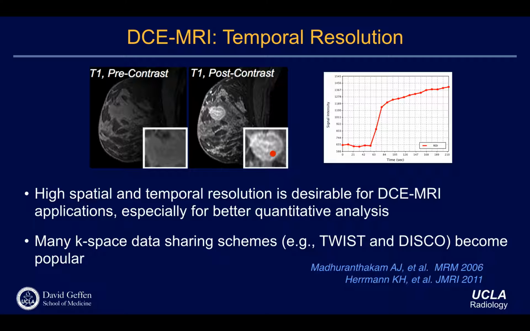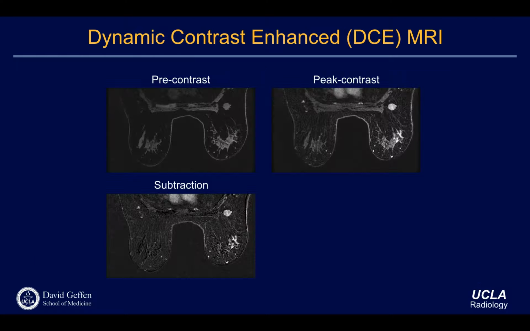So to balance those out, a lot of techniques were developed using compressed sensing and iterative reconstruction. But in practice, a lot of cases are based on a k-space data sharing scheme, so-called TWIST or DISCO. So this is an example. When you have a DCE-MRI with just a pre and post-contrast, and you look at the subtraction, you may see, okay, there's a bright signal here and here, but you don't know what is what. And it's really, really hard to differentiate which are more aggressive tumors or less aggressive tumors.